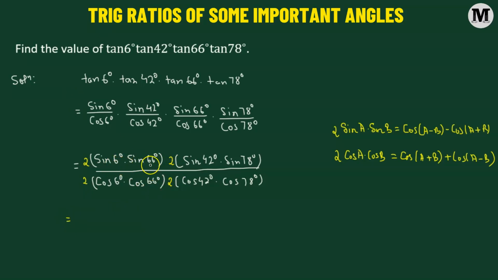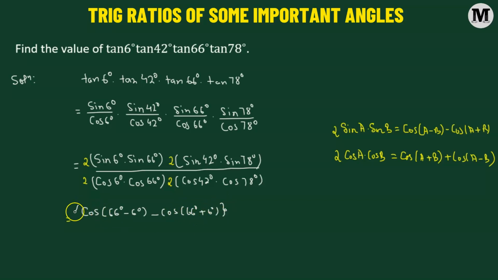So sine 6 degrees times sine 66 degrees. Here we will consider A to be greater than B. So let's consider A to be 66 and B to be 6 degrees. So it's going to transform to give us cosine of A minus B. We will take 66 degrees minus 6 degrees, minus cosine of the angle, so we'll take the sum. So we'll take cosine of 66 degrees added to 6 degrees.